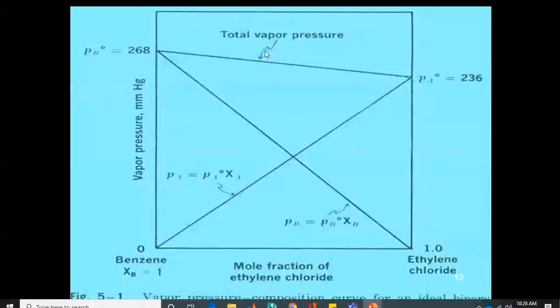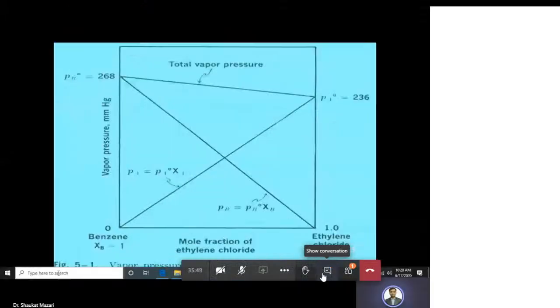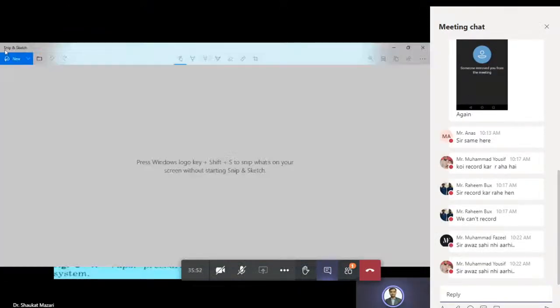Okay, for instance, if I am here, at this position, right? If I'm this position, let me do something different for you. Let me take out snip tool for you so that I can do, some rough work here. So that might be more easy for you.